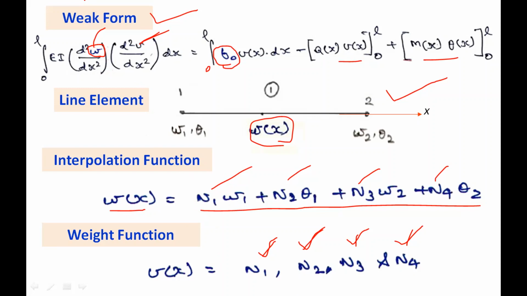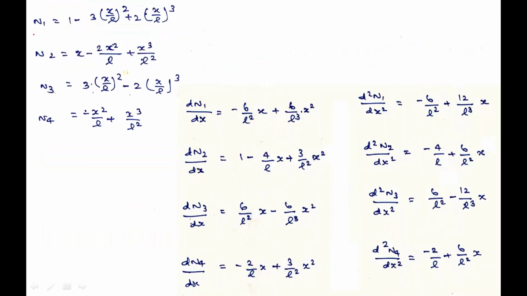So the differentiation I am showing here. If you take n1 is equal to 1 minus 3x by L whole square plus 2x by L whole cube, when you differentiate this first, dn1 by dx, the 1 will be 0. So you get minus 6 by L square x plus 6x square by L cube, right? 6 by L cube x square, like that. Again you differentiate a second time, you will get minus 6 by L square, x will become 1, then here 12 by L cube x, like that.